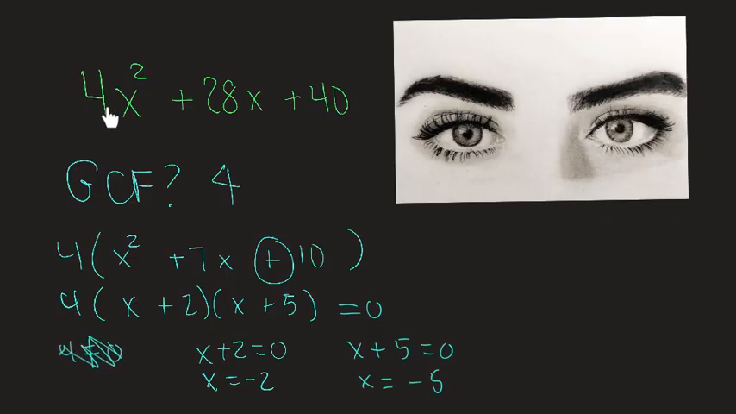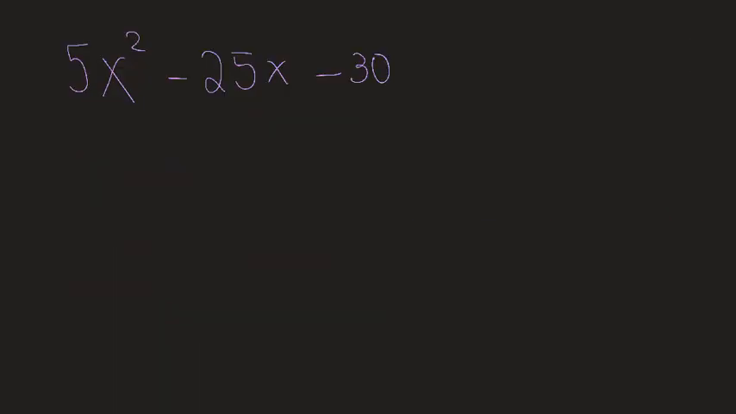So I'm going to give you some questions and I need you to notice something. Notice that you can take out a greatest common factor before factoring it into 2 parentheses. All right, what do you notice? Take out the greatest common factor and then factor it into 2 parentheses. Type in your answer.